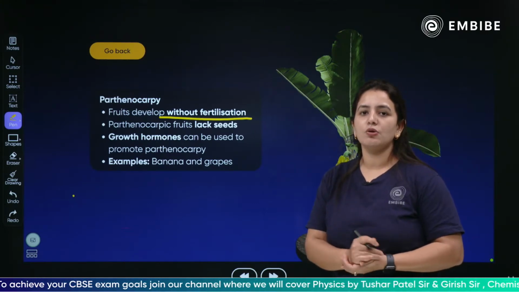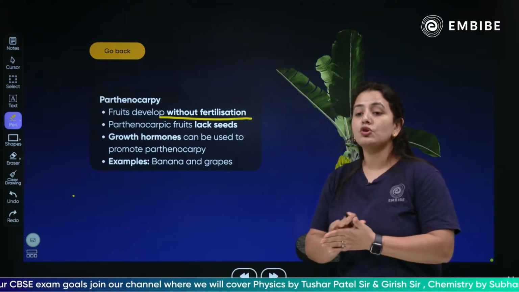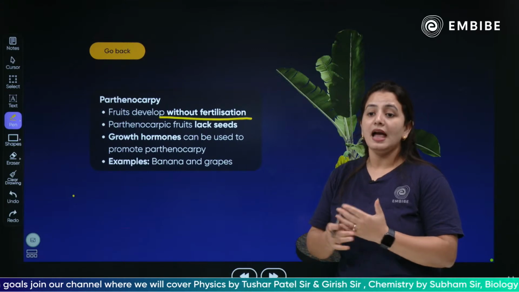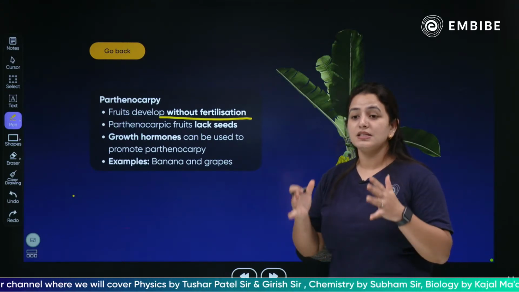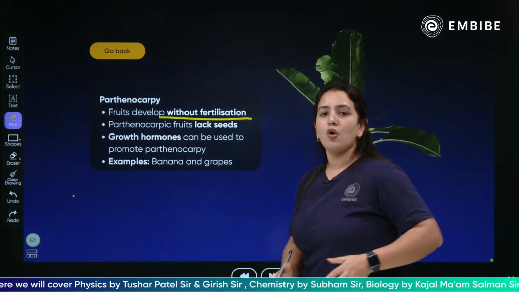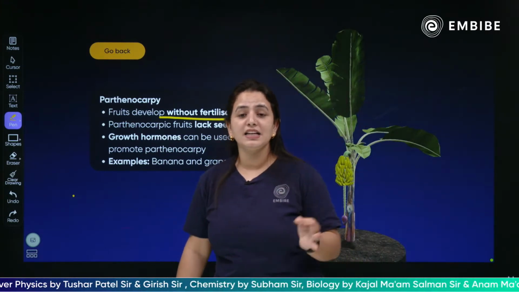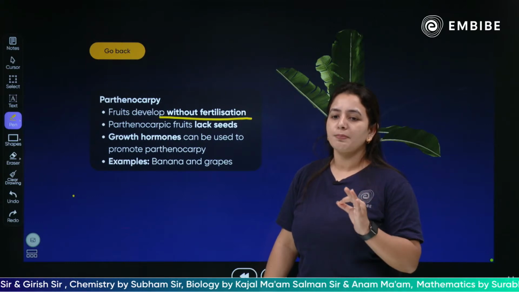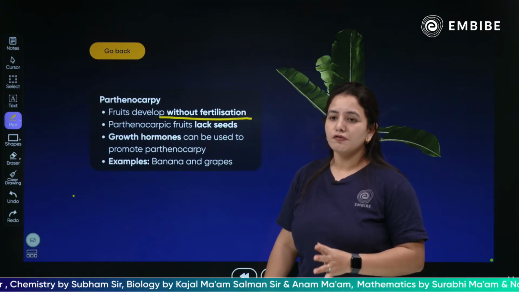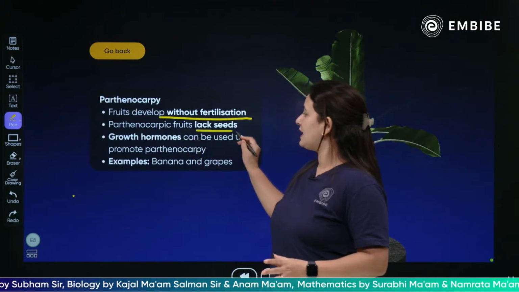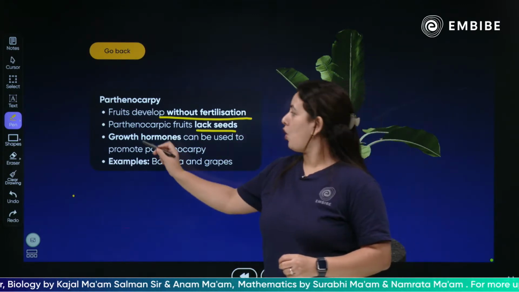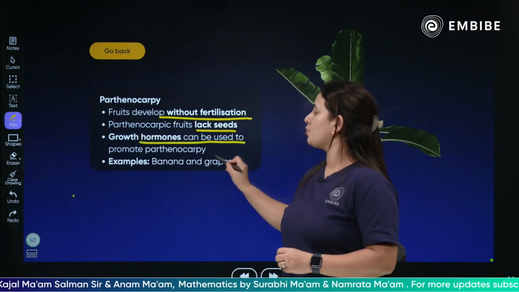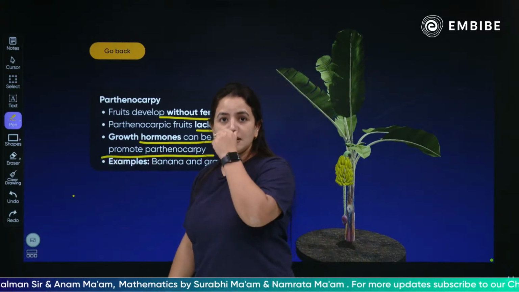That is what I was telling you. There are certain plants which do not require fertilization, but still make fruit. Those are called parthenocarpic fruits. These kinds of fruits do not have seeds, they lack seeds, and growth hormone can be used to promote parthenocarpy.